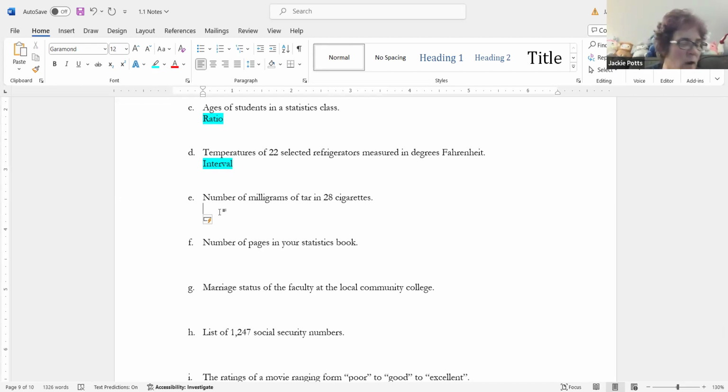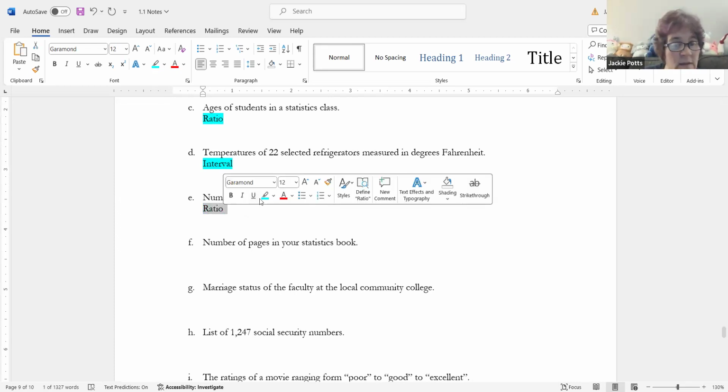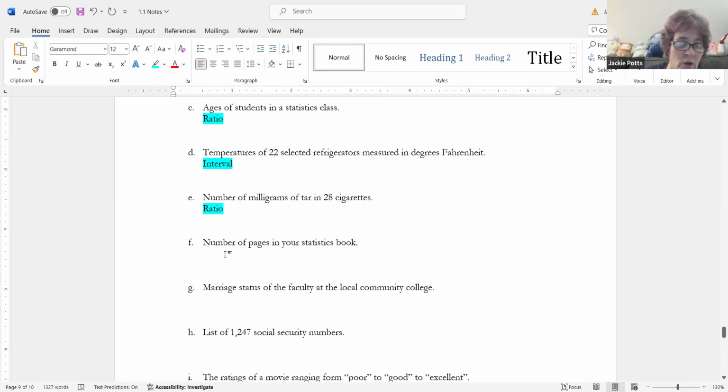Number of milligrams of tar in 28 cigarettes. Well, officially, that would be what? Quantitative. And can you have 0 tar? Yeah, officially, yes. So it makes it a ratio.